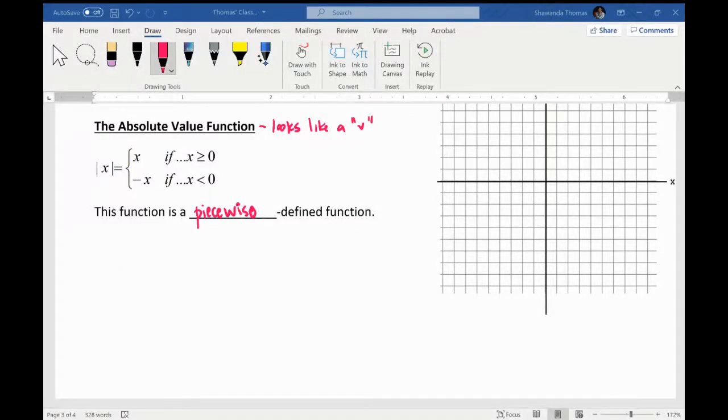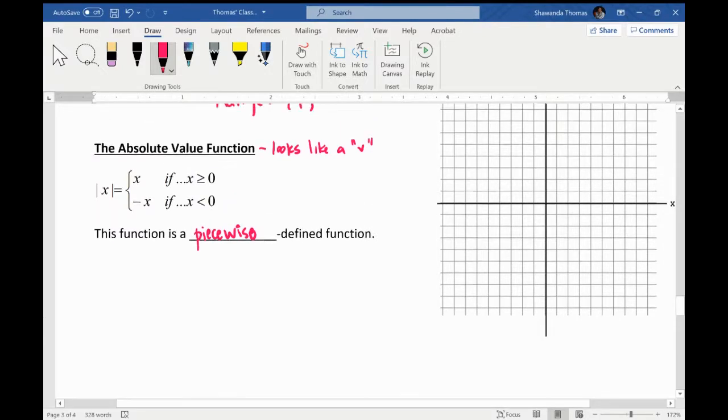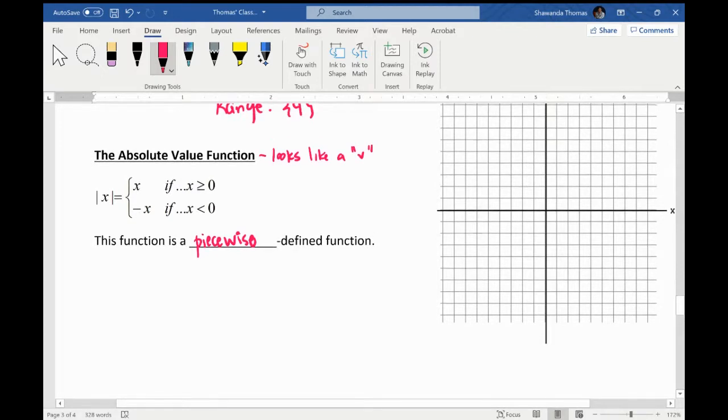All right, so let's begin. So here's how you start graphing piecewise defined functions. How many pieces do we have in this function right here? Two. Yep.